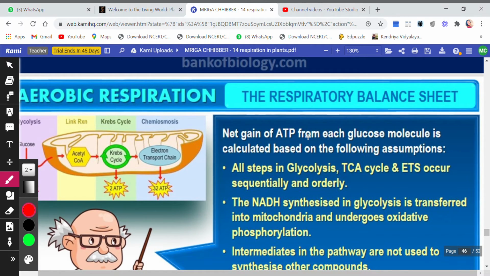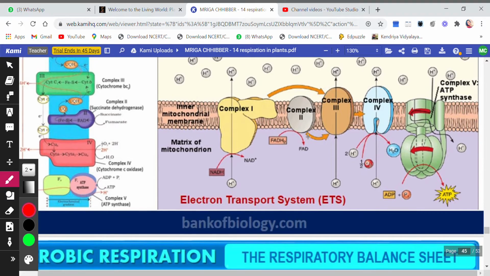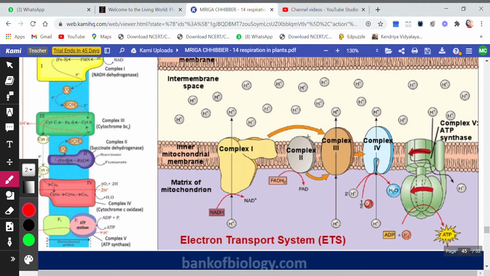Next we will be doing respiration balance sheet in the next video. This is a small one.